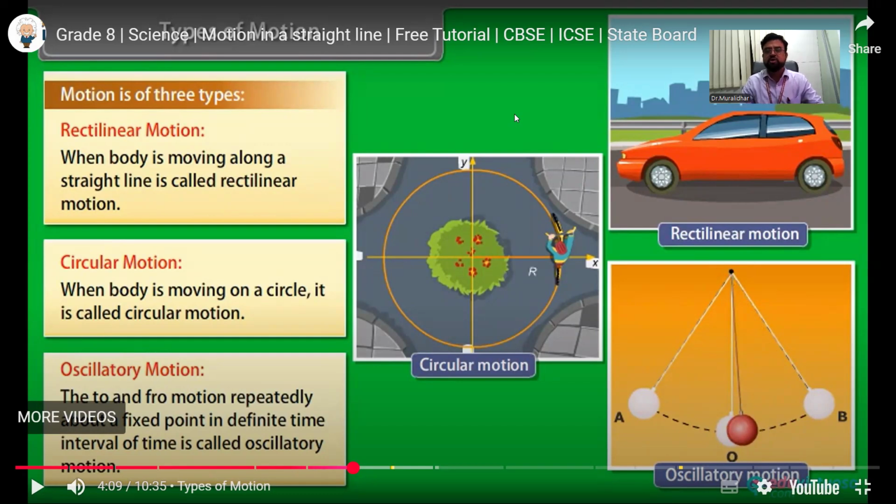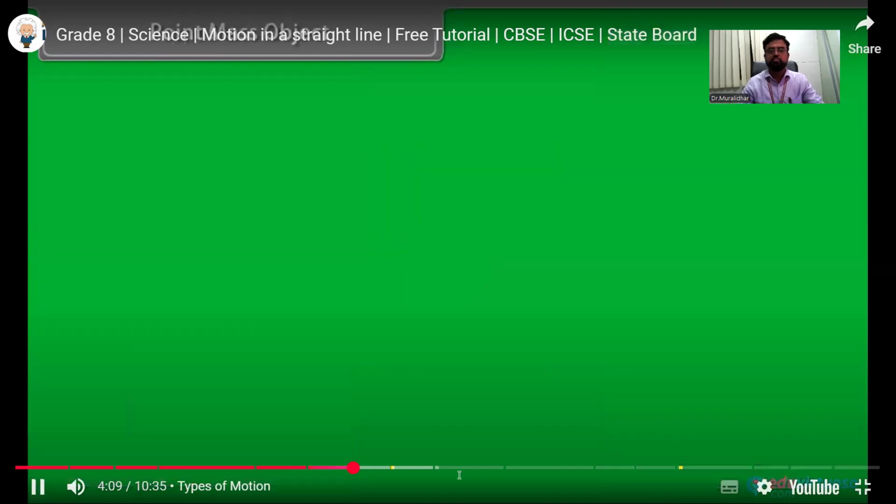Here we are not going into all these things. These are the basics. When you know about motion, you should know what the major types of motions are. So you can see so many examples for rectilinear motion, so many examples for circular motion, and even oscillatory motion also. That I will explain to you.